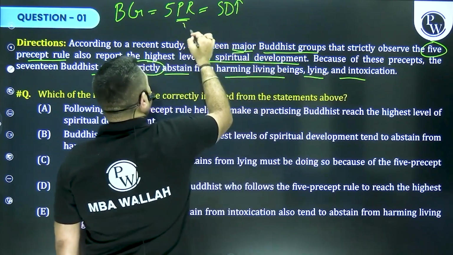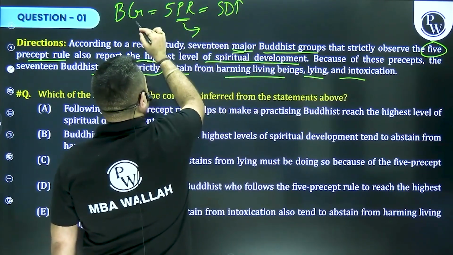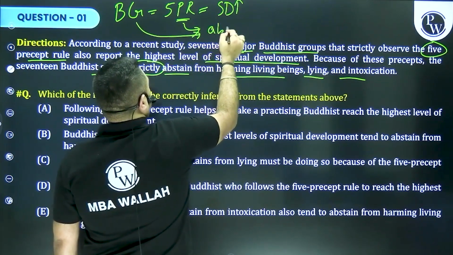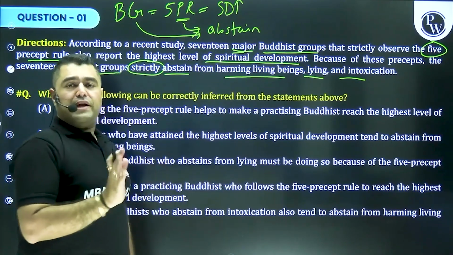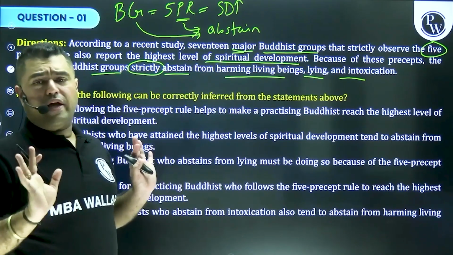So Buddhist groups that follow the precept rule abstain. This is how you form an equation. This is how you write down keywords. You write it in your own way. I don't care. Write it.